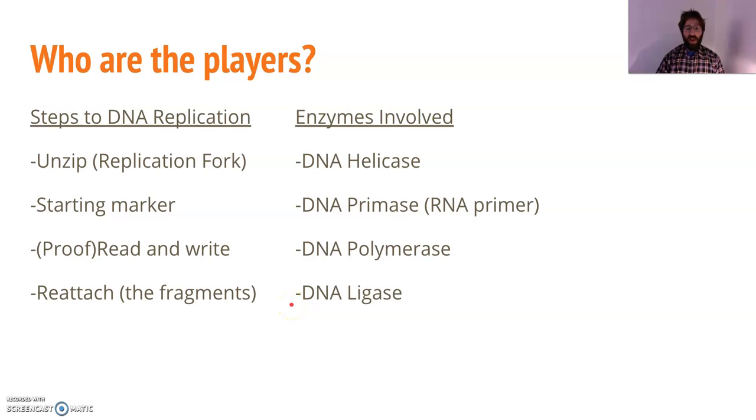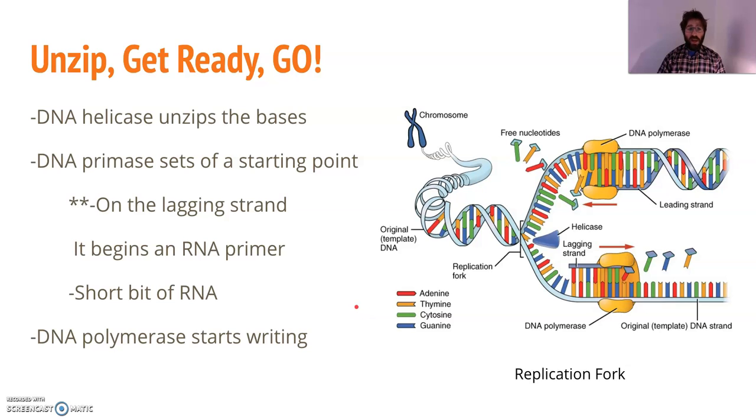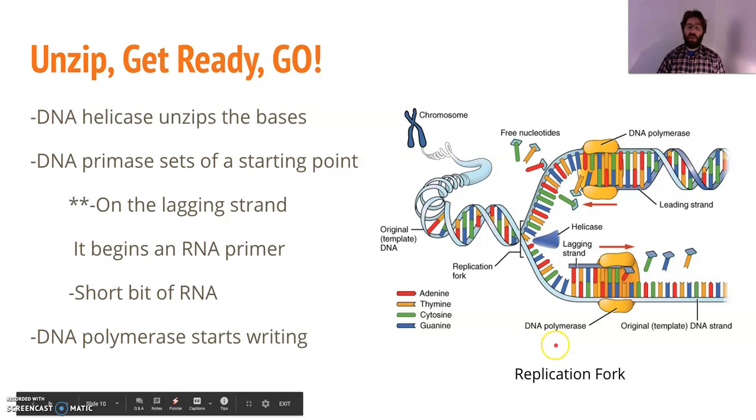And then lastly, we've got an enzyme that kind of glues the whole thing back together. It's called DNA ligase. It's really just on one of the new strands of DNA that needs to be pieced back together. So we'll talk about that in a little bit. So here we go. Here is our first look at what DNA replication looks like.